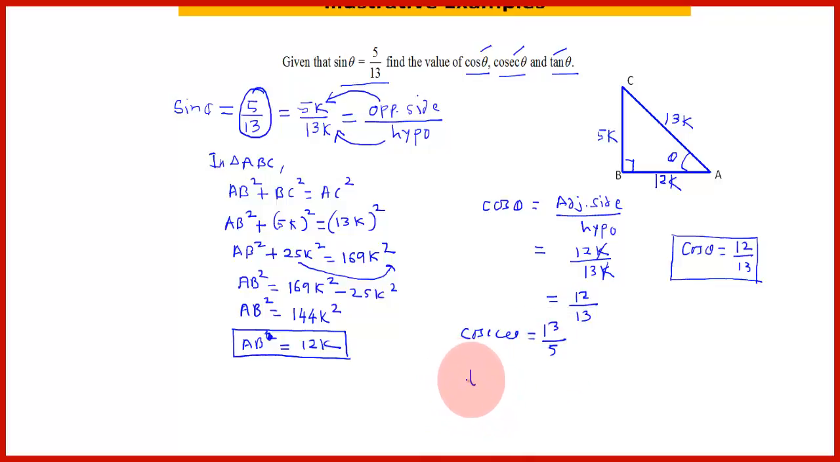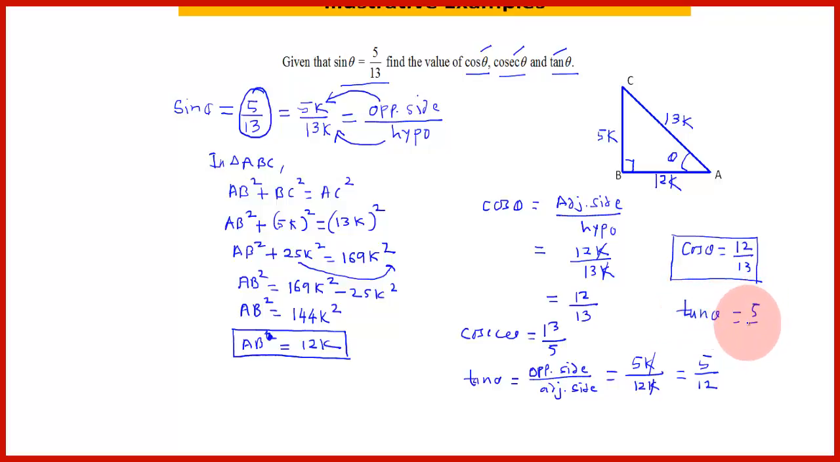Now the next one is tan theta. Tan theta is equal to sin theta upon cos theta, that is opposite side upon adjacent side. Opposite side is 5k and adjacent side is 12k. So the k will get cancelled and it is 5 by 12, and therefore tan theta is equal to 5 by 12.